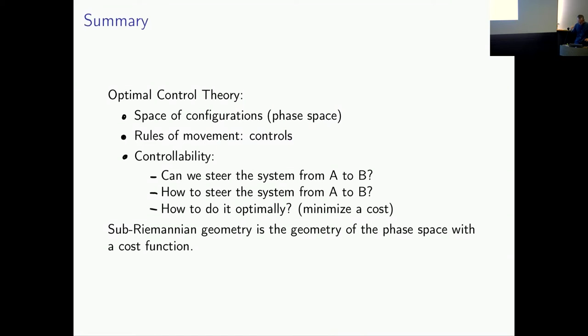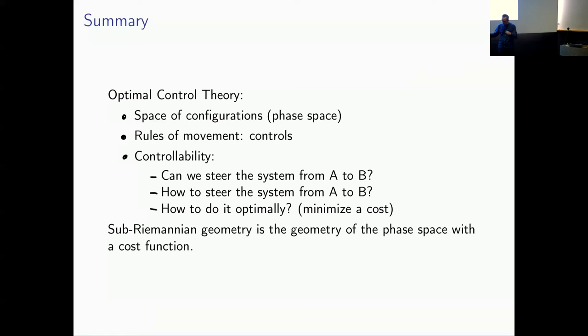So let's do a summary of this first part of the talk. We have said that for all these models, we have a space of configurations, all the configurations of a system. And this is usually a high dimensional space. But then we have some rules for movement, so we have only a few controls.